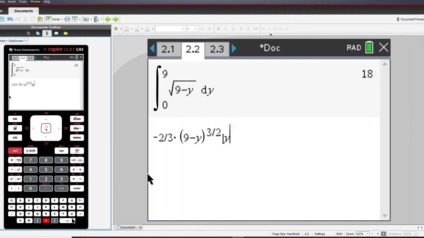Now we already know it's 0. That's 0 because I can't. Oh, my sinuses.